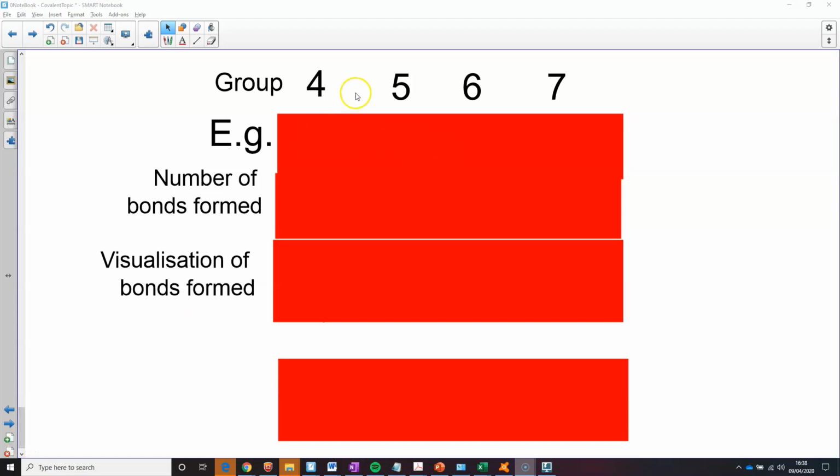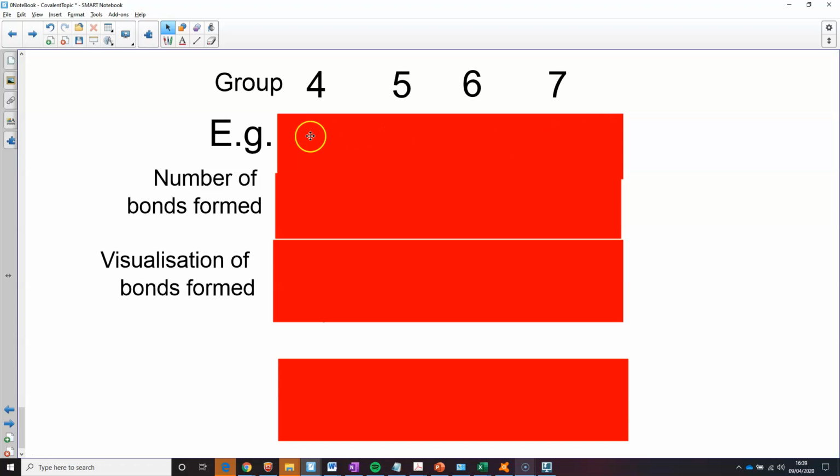So if we start thinking about what we've actually done so far, each of the groups have formed a variety of covalent bonds. So we've looked at things in group 4, 5, 6 and 7. Can you quickly think of an example of an element from group 4, 5, 6 and 7? Pause the video and then resume the video when you've done that.